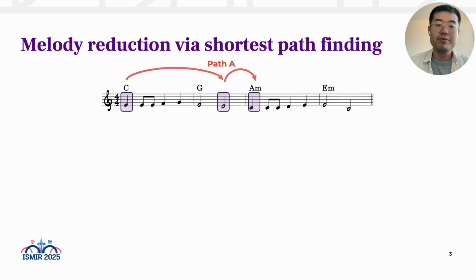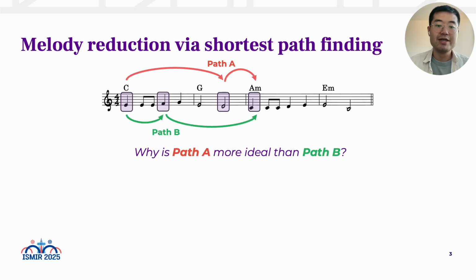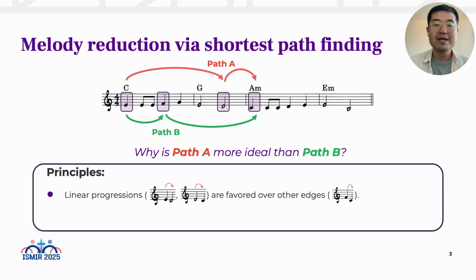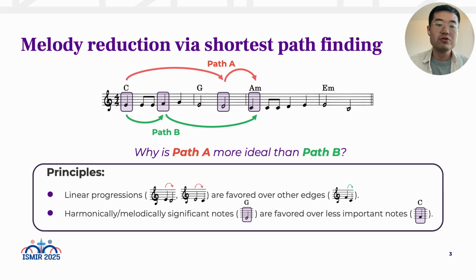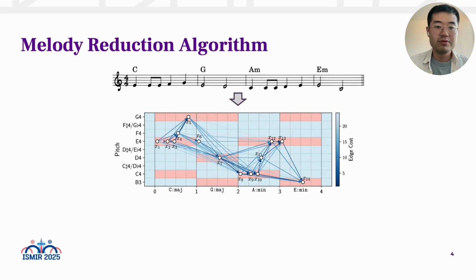Why is path A the optimal path? As compared with an alternative path B in green, which connects E, F, C. In terms of intervals, path A is stepwise only. Path B has a leap, which feels less structured. Also, in terms of each note, in path B, the F is a non-chord tone, so the path is less stable. These observations about note connections and note importance motivate us to find our edge cost definition, so that the optimal path corresponds to the global least cost.